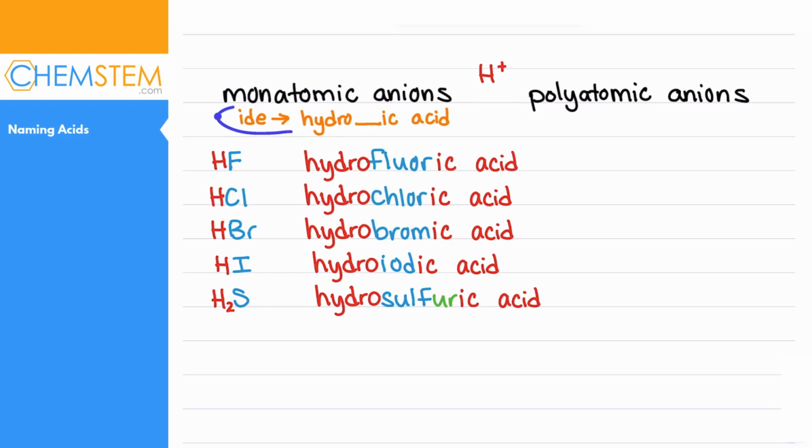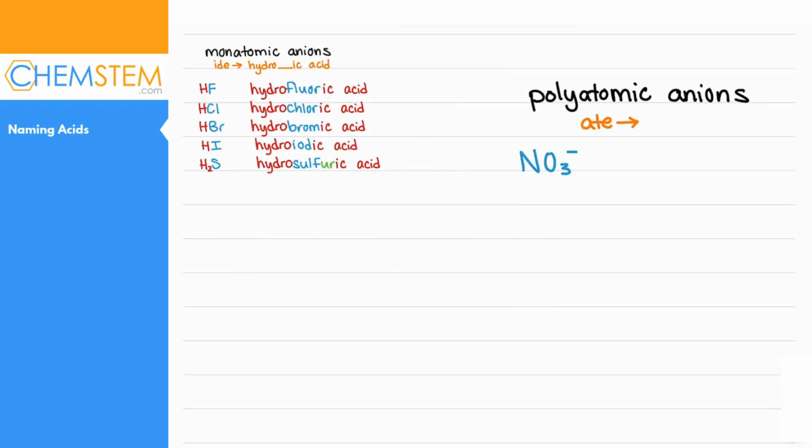And here I wrote down the general rule. When it ends in "ide," like this was fluoride, chloride, bromide, iodide, sulfide, you take off the "ide" and just add on the hydro to the front and the ic acid to the back. But now we're going to talk about what happens with polyatomic anions. And those can get a little bit trickier because there are so many different levels to it, but it's really not too bad. Let's list out some of the key polyatomic anions.